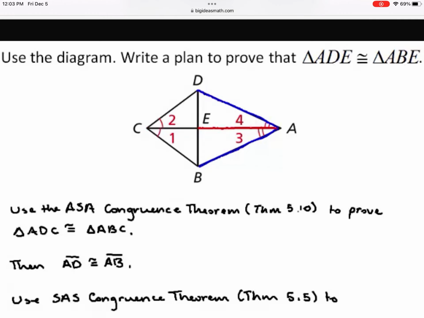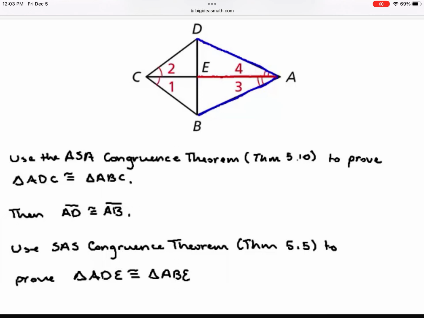Then use the SAS congruence theorem to prove that triangle ADE is congruent to triangle ABE because you have sides, angles, and sides that are congruent in the corresponding triangles.